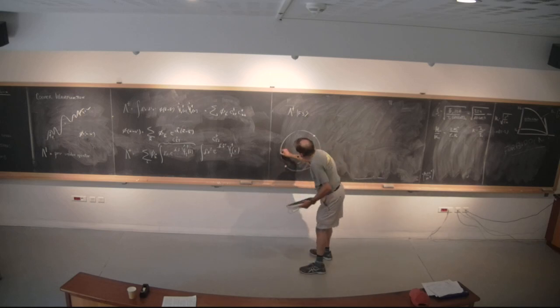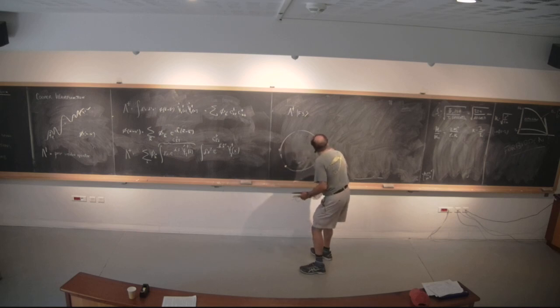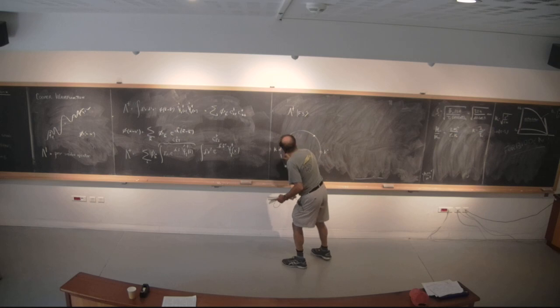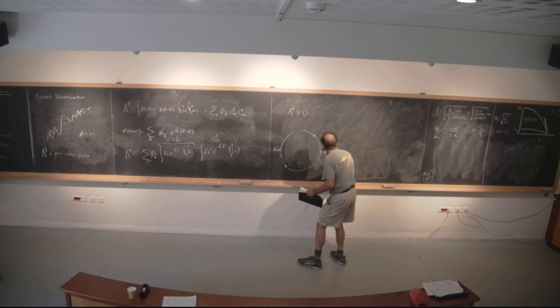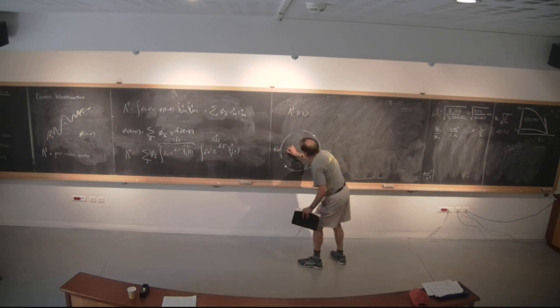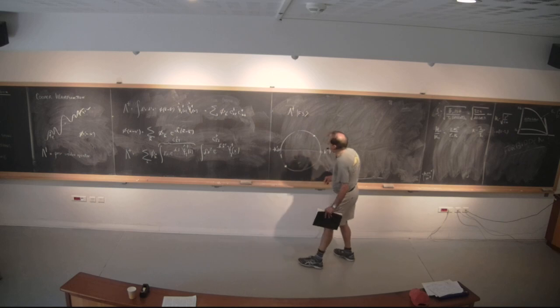So here's one of the pictures you might want to have in mind. Here are two pairs, and here are two other pairs. Here is one at k prime and minus k prime. This is minus k prime down. This is k prime up. And they are paired together here.